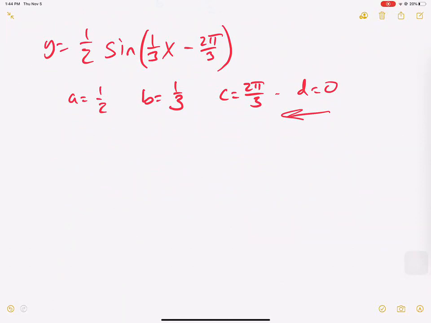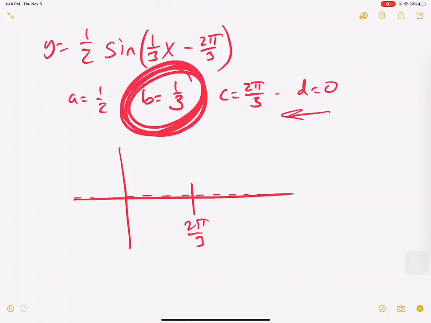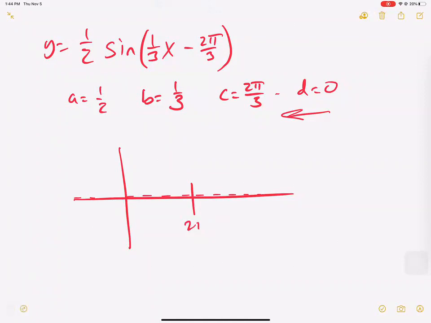Here we go. So we graph our line. This is our setup. Our D value is 0. Yes, that's right in the center. Our C value, did we just graph 2 pi over 3? No, because 1/3 is really bad. 1/3 means it took you forever.